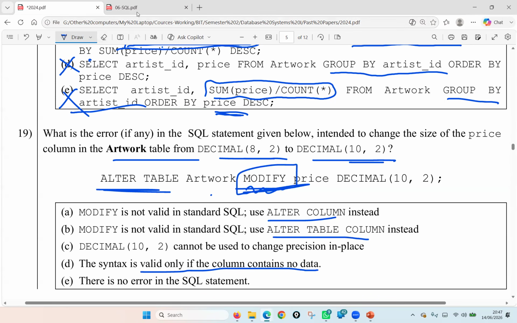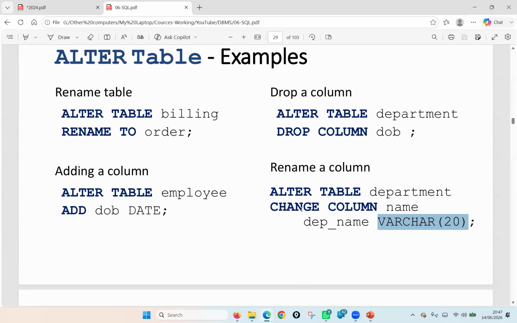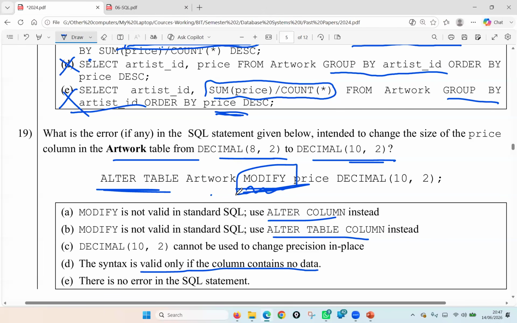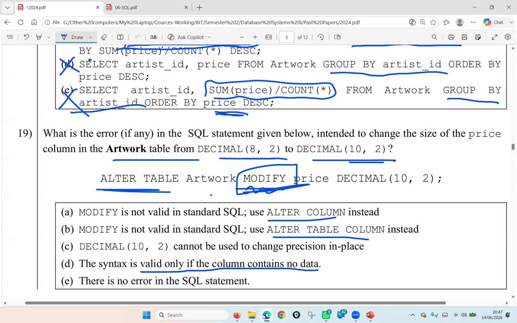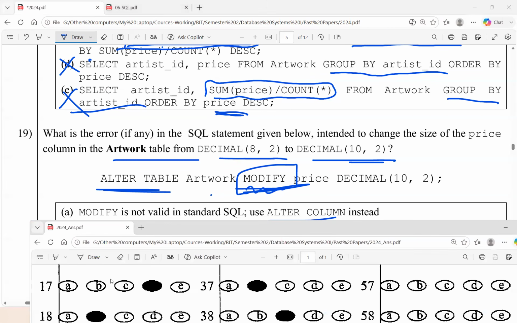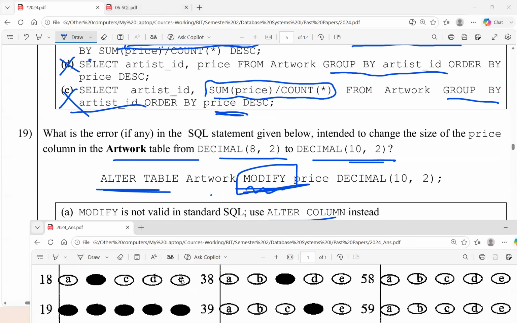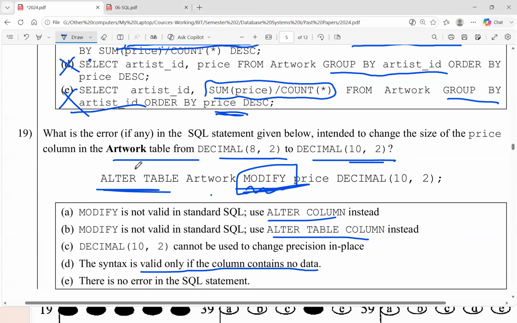I don't know. It should be change column. Okay, change column. But there is no answer saying change column. What is the examiner's answer? 19. The examiner has given marks to all. I think it's because the change column is not there. This should be change column.